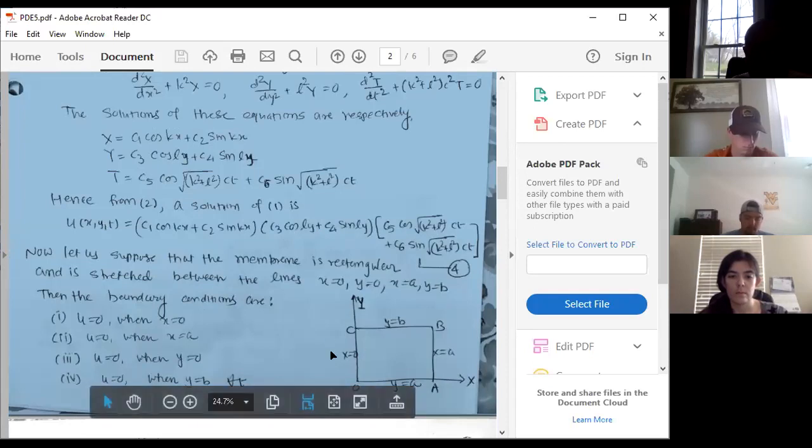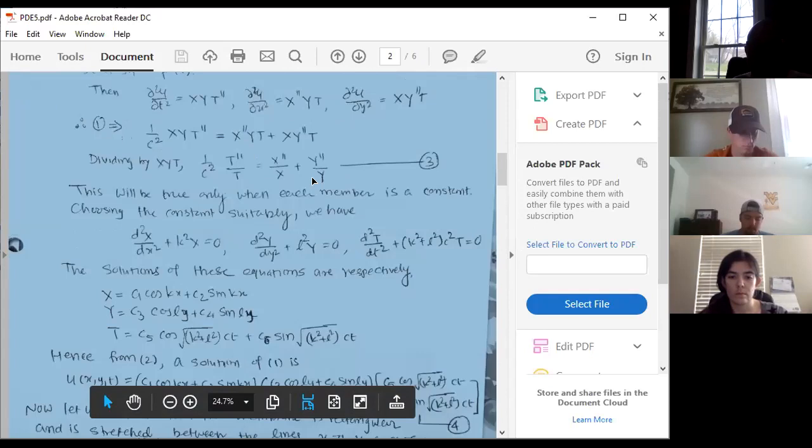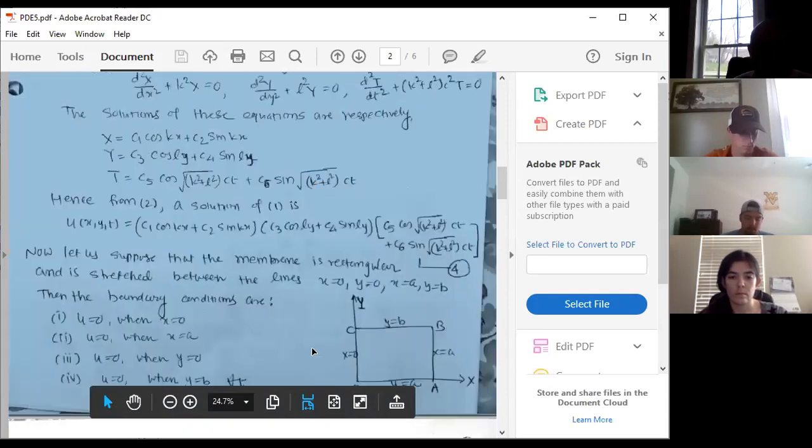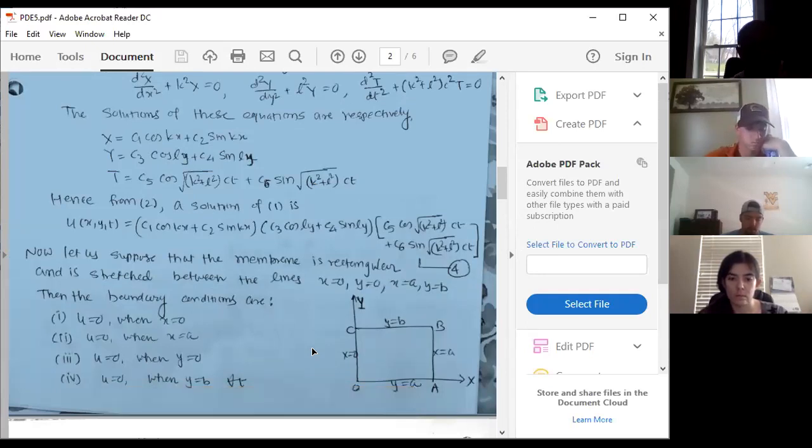So for my boundary conditions, I consider this membrane in this form, a square or rectangle form. Let's suppose that the membrane is rectangular and is stretched between the lines x equals 0 and x equals a, and y equals 0 and y equals b.